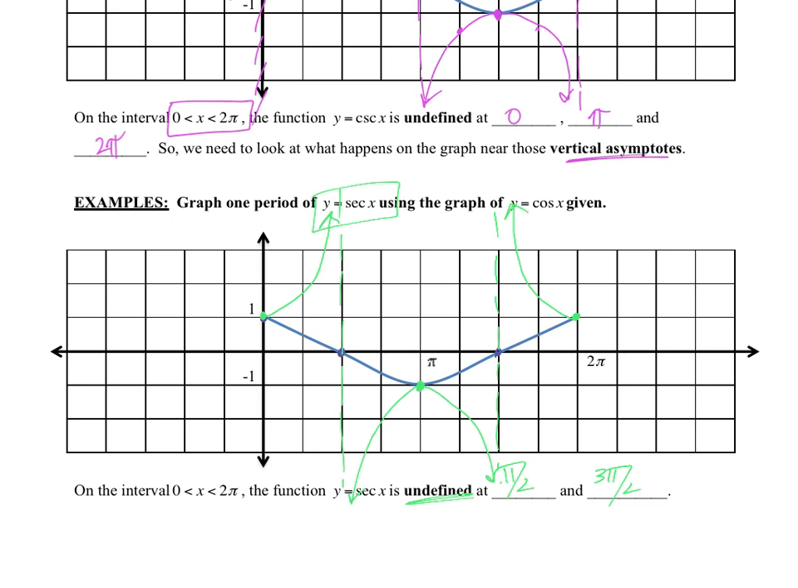Now, you wouldn't have these parent graphs of cosine graphed in your parent graph. I just want you to think about using that in order to decide where things are undefined, and therefore where my asymptotes are, okay? So let's take a look at the back page.